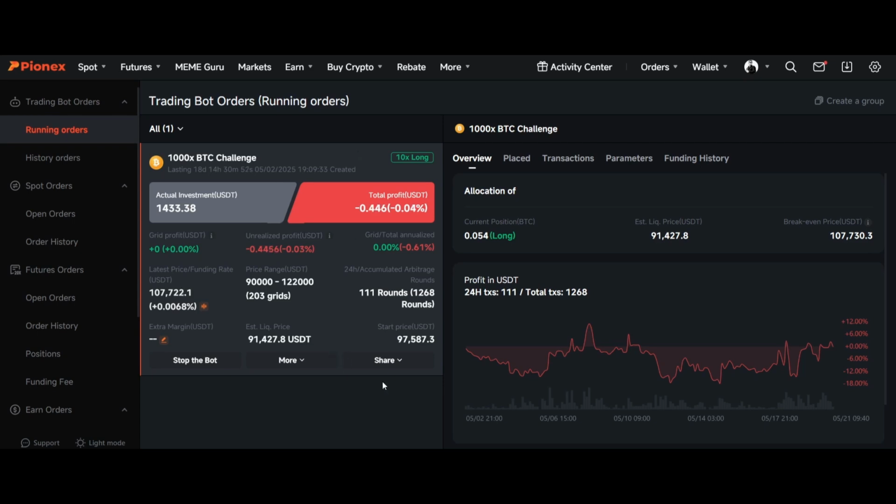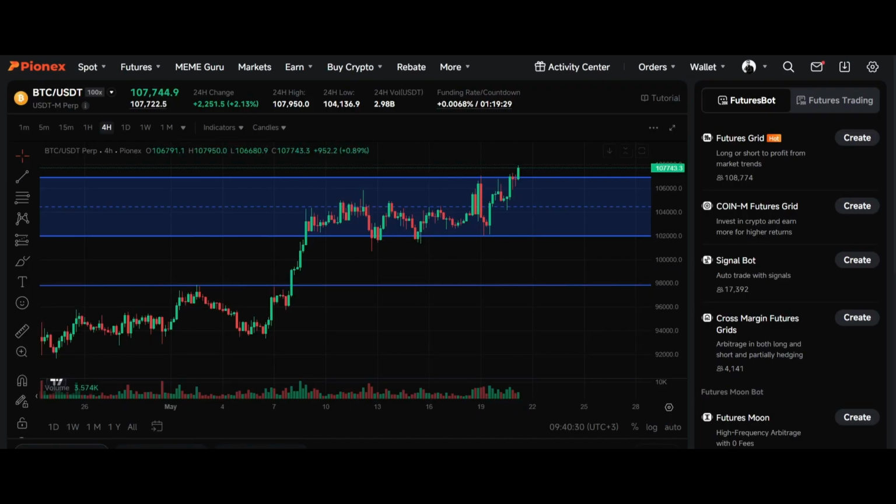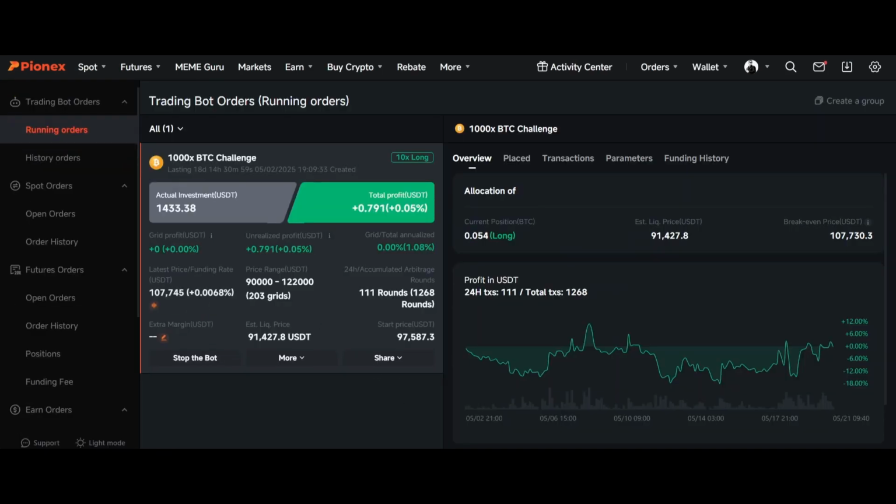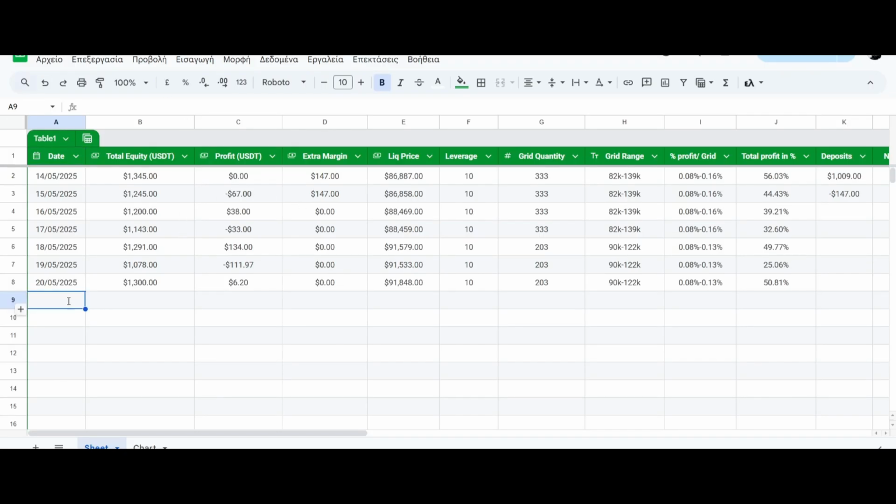Okay. That's it for the strategy itself and the price action of Bitcoin. Let's just go and track our daily equity.